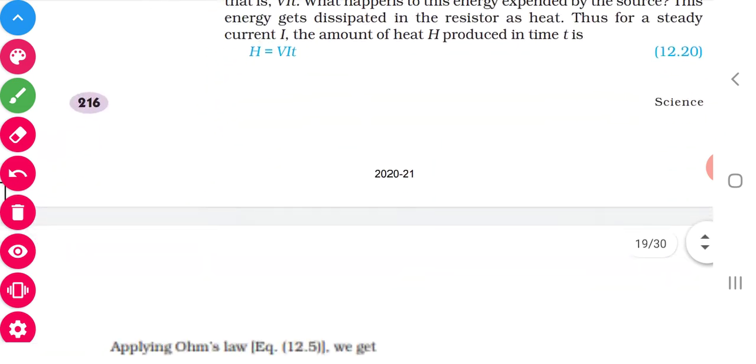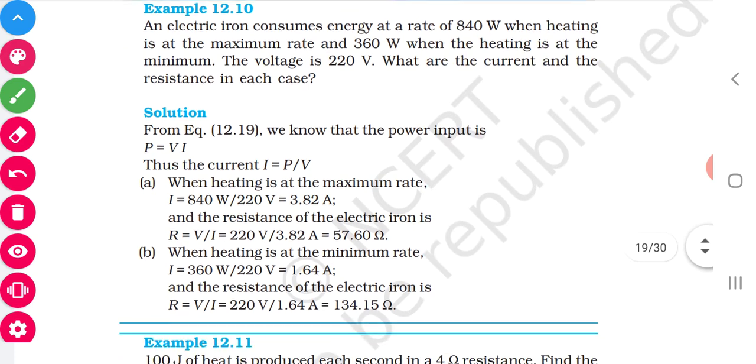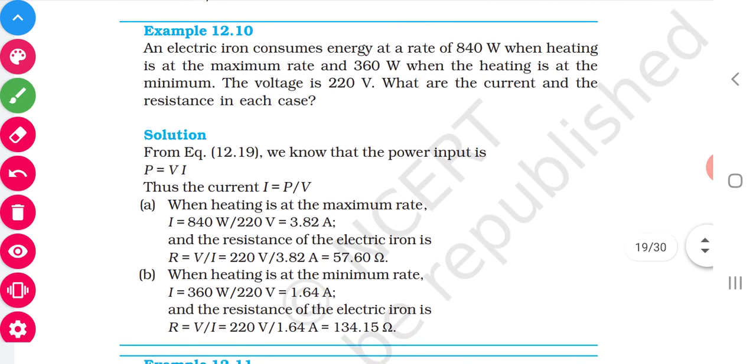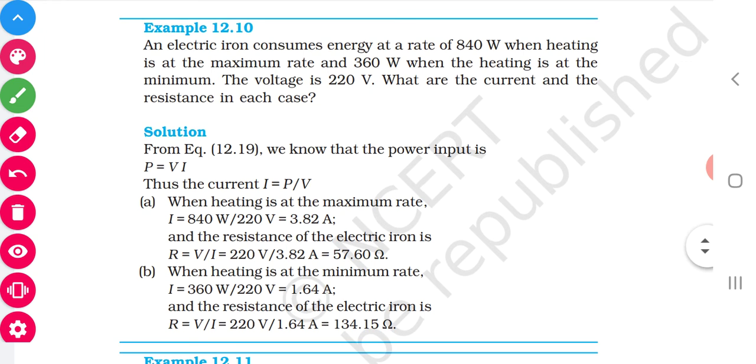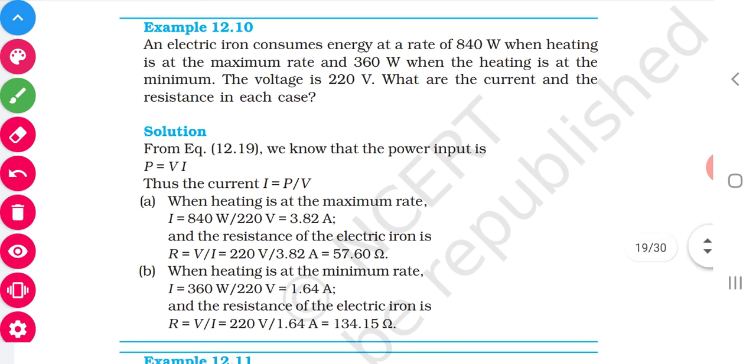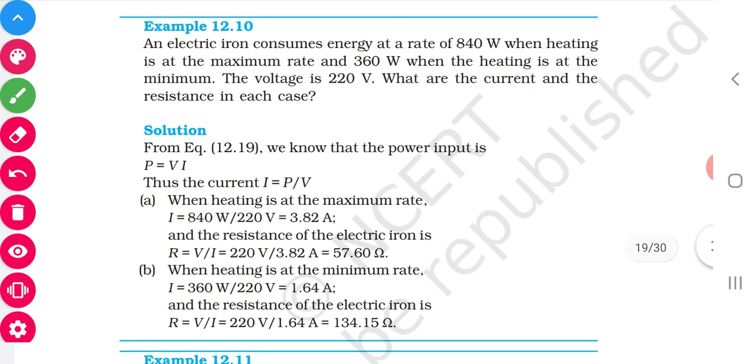Okay, children, have you all understood? Now let us move to the problems. Come to the problem, example 12.10. An electrical iron consumes energy at a rate of 840 watts when heating is at a maximum rate and 360 watts when the heating is at minimum. The voltage is 220. What are the current and resistance in each case?